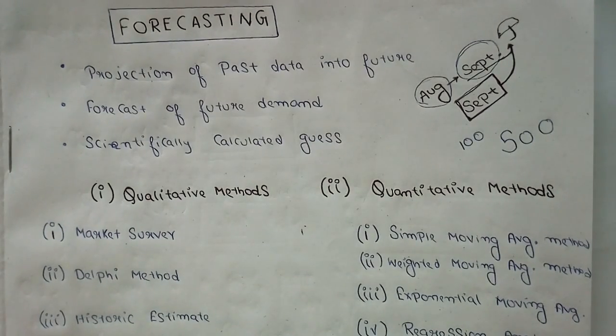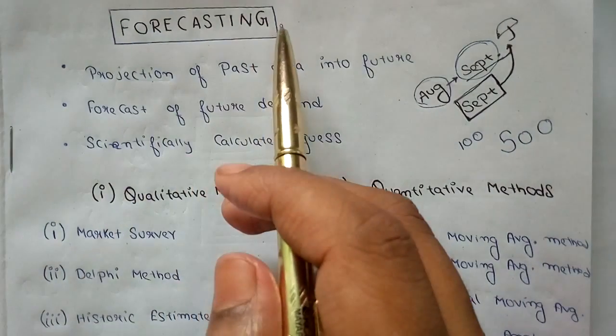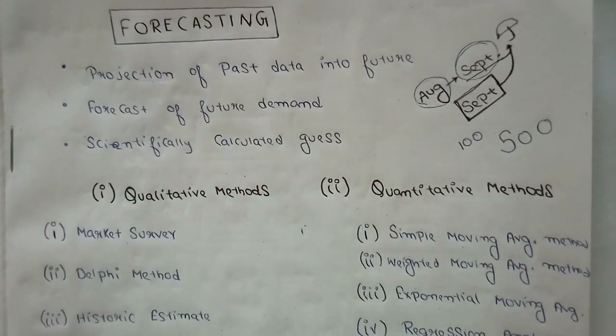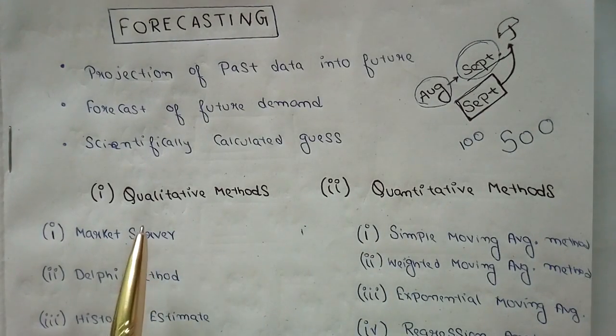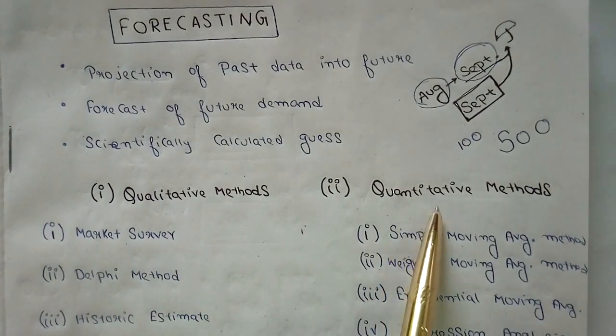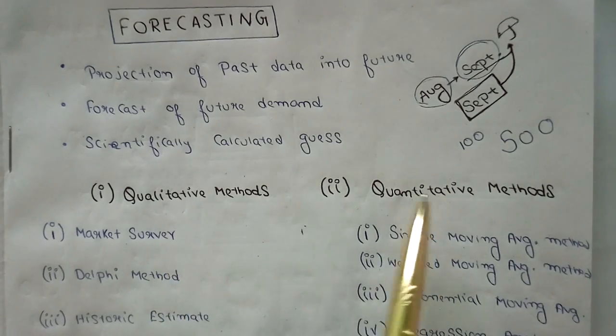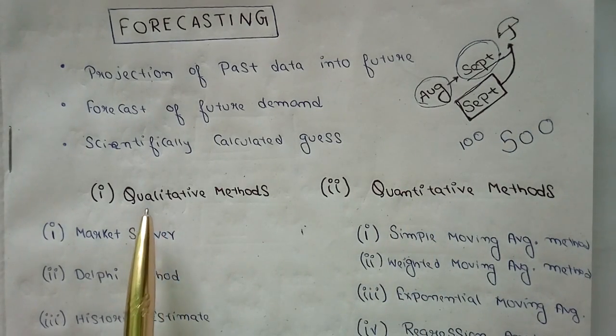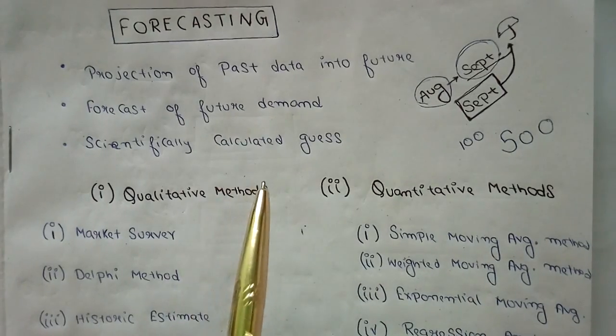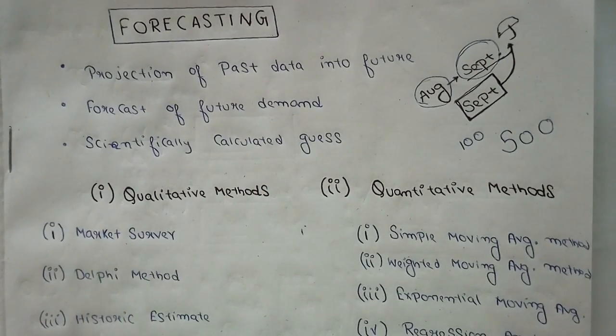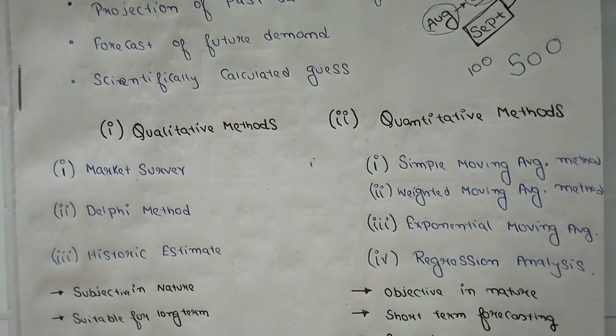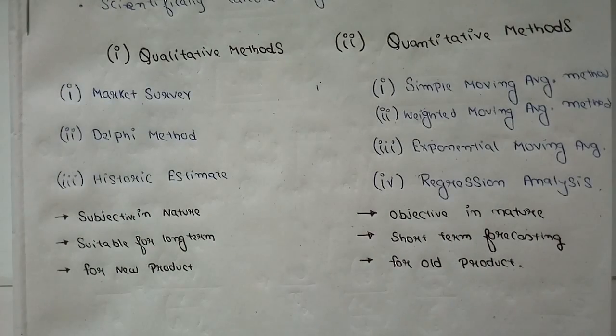Now if we want to further categorize forecasting, we can say that it can be categorized into two parts. One is the qualitative methods, the other is the quantitative methods. As the name suggests, a qualitative method is simply a subjective method, in which no numbers or data are involved. So it is a subjective method.